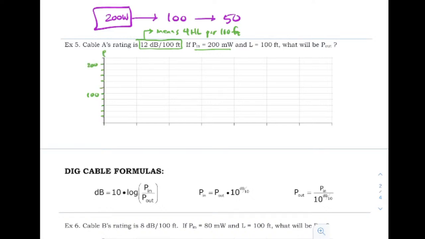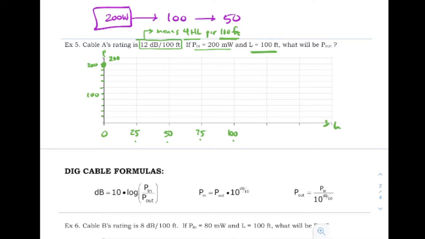And we're starting at 200, which is right there. Now, we've got a 100-foot wire. And for every 100 feet, we're going to have 4 half-lives. So we're going to have 1 half-life at 25, 50, 75, and then we'll get out to 100 feet. That'll be 4 half-lives. Okay, so this is my length going this way. So every 25 feet is a half-life, right? 4 in 100 feet, so every 25 feet is a half-life.